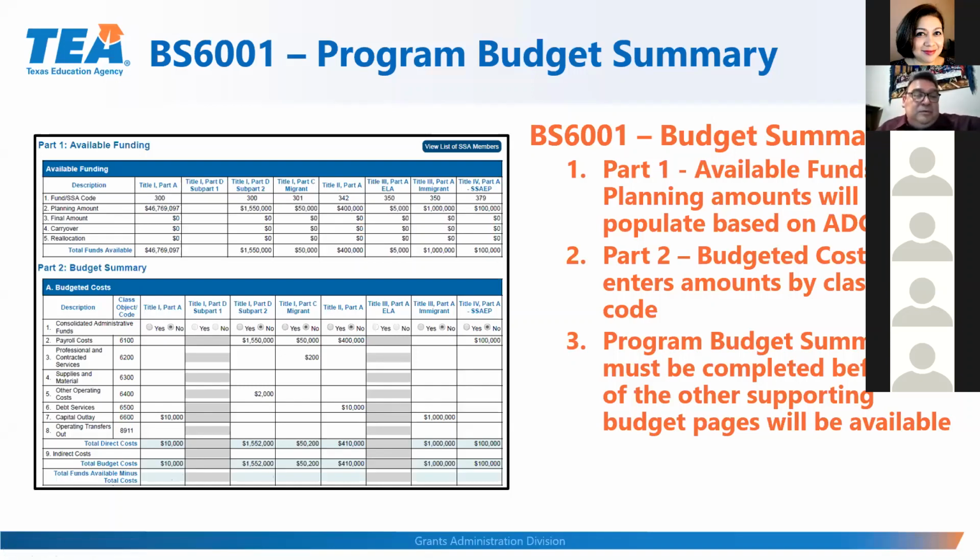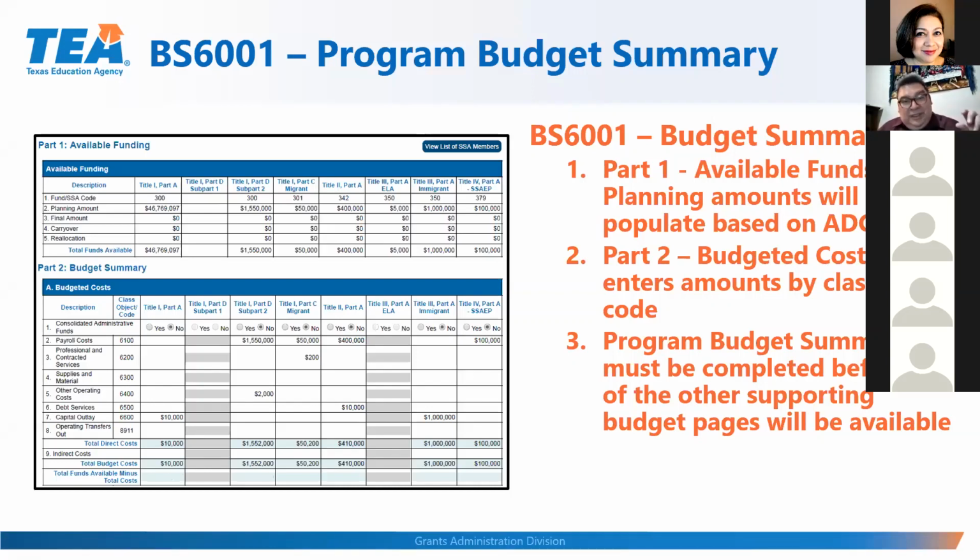Part 2 is where you're going to be actually budgeting the amounts that you need to complete. And this year, it's a little bit different from last year. This schedule, the BS 6001, must be completed with no errors and saved before the other supporting budgets will open. Just the very first time.